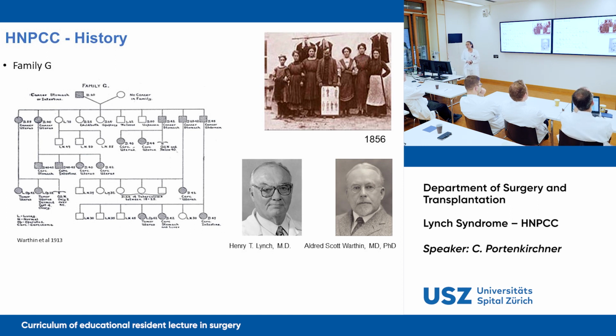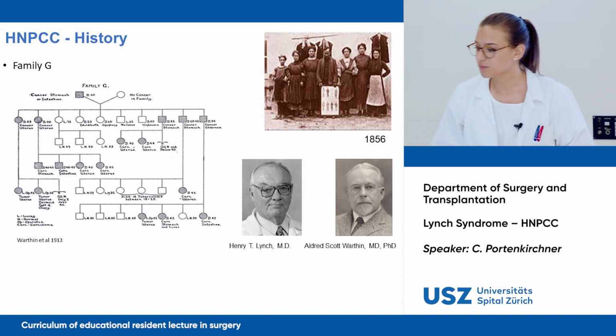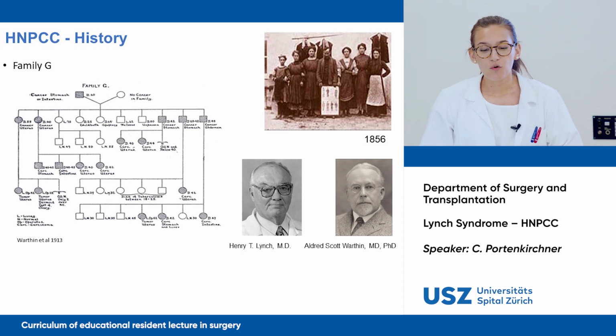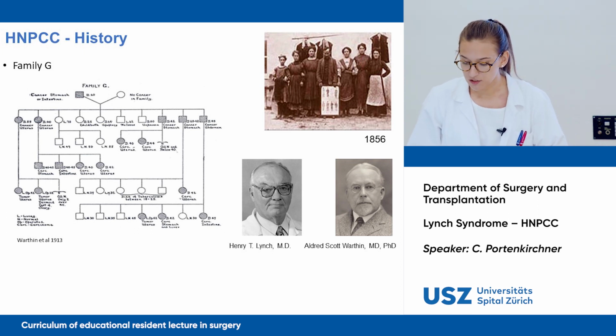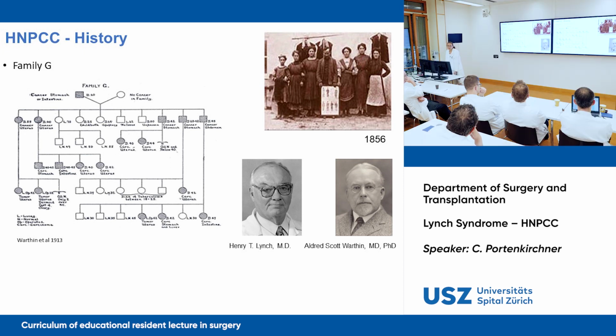One of these family G members went up to Dr. Warthin. She was concerned because many family members had cancer. So there was a high accumulation of cancers in her family, and she was a little bit concerned about this. Dr. Warthin made this pedigree and had a look at the family in detail, and he was the first to describe the familial predisposition to cancer. But the story grew old.